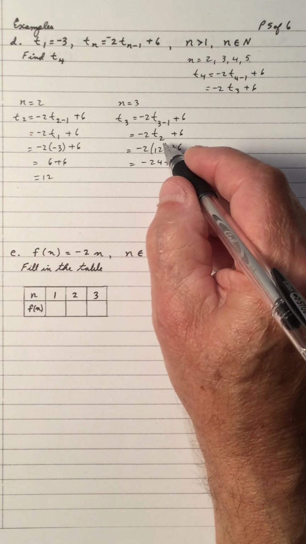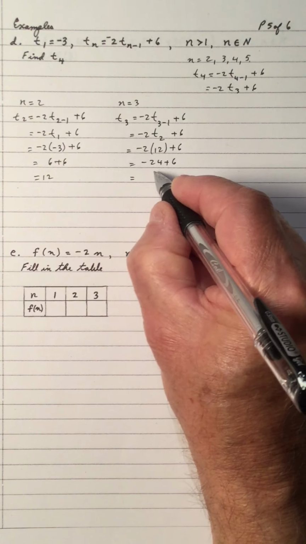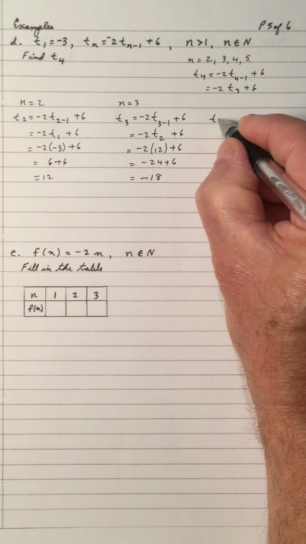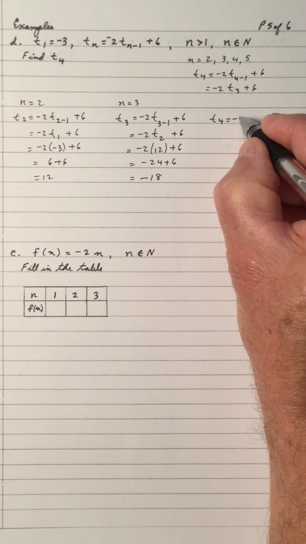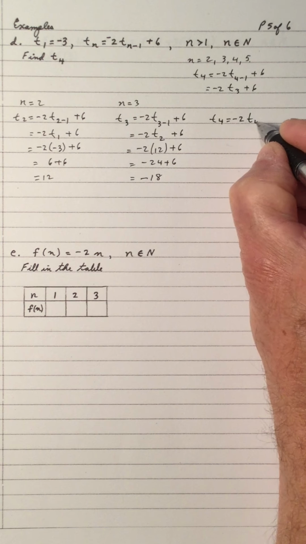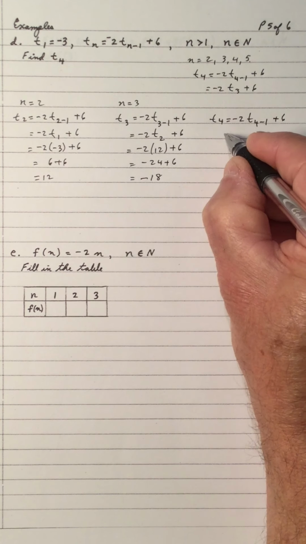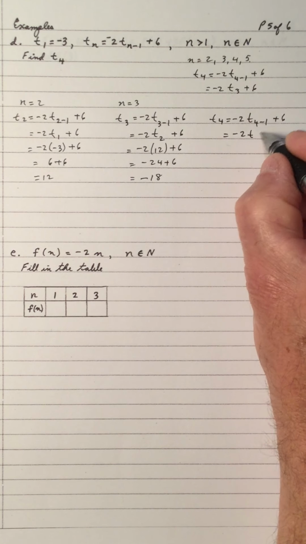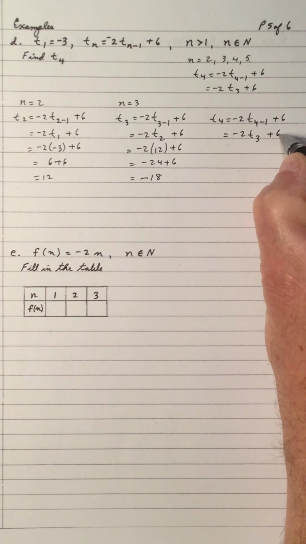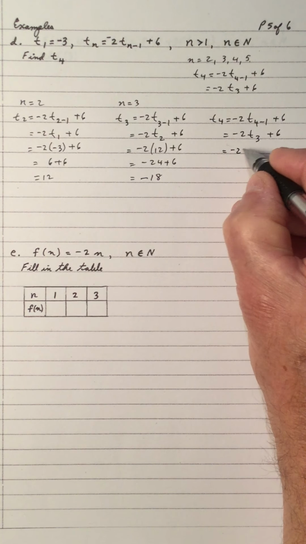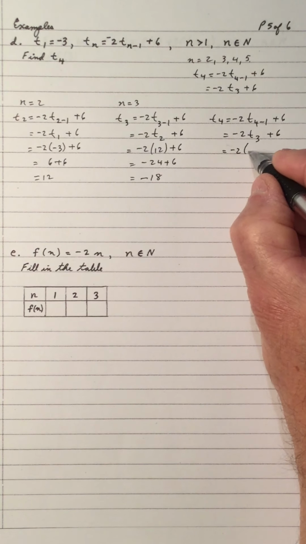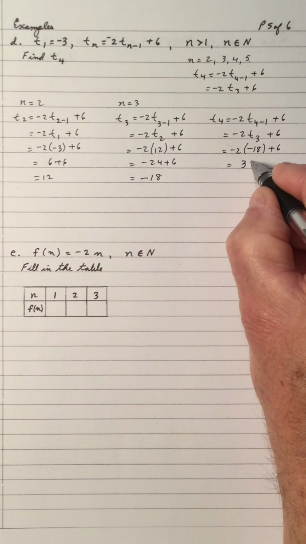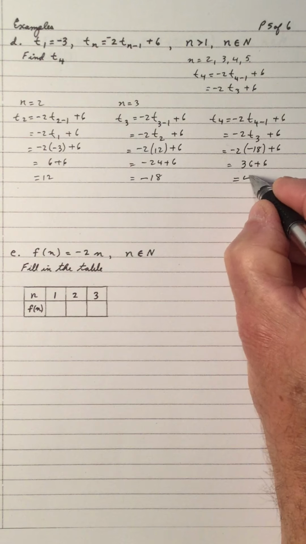Negative T is 12, so that's negative 18. And now we can get the T4. So it's negative 2 times T of 4 minus 1, plus 6. Negative 2, and that's T of 3, since 4 minus 1 is 3. So now we have negative 2 times T3, which is negative 18, plus 6, and that's 36 plus 6, which is 42.